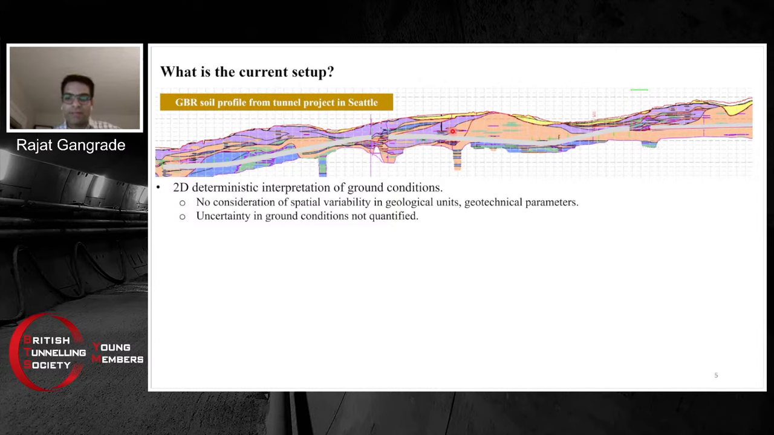These profiles are intended to advise the tunnel designers and contractors of what the anticipated ground conditions are, and then the contractor can choose their construction means and methods, and what the potential risks are on the project so they can adapt appropriate risk mitigation measures. And more importantly, these profiles are used to demarcate the risk allocation between the tunnel project owner and the contractor.